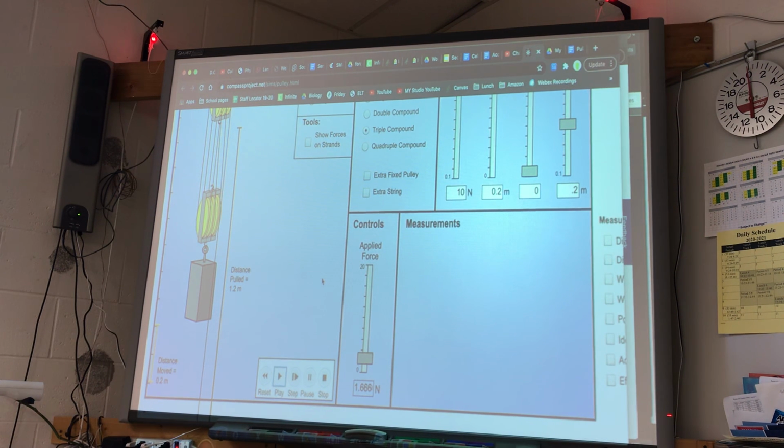You can determine your mechanical advantage of it. Questions about pulleys? Mechanical advantage, like I said, I'm going to ask you probably to identify the mechanical advantage of a pulley configuration.